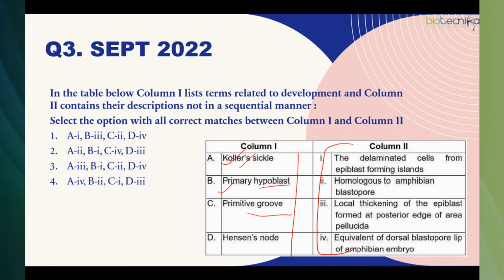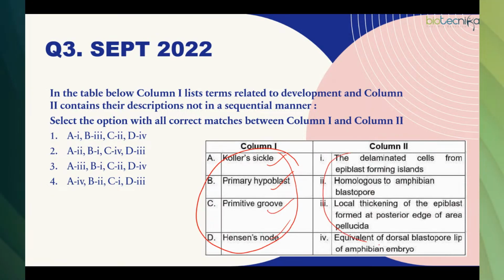Okay, these all were tissues in chick: colocecal, primary hypoblast, primitive groove, Hensen's node, and column 2 are some regions which either are describing them or comparing them with the amphibian tissue region. Okay, so tell me which of these options seem correct to you. This is from September 2022.